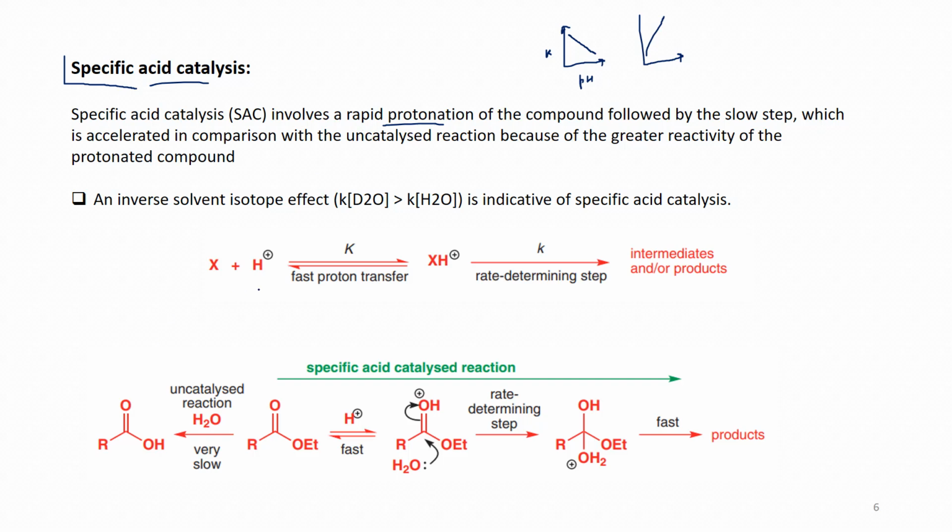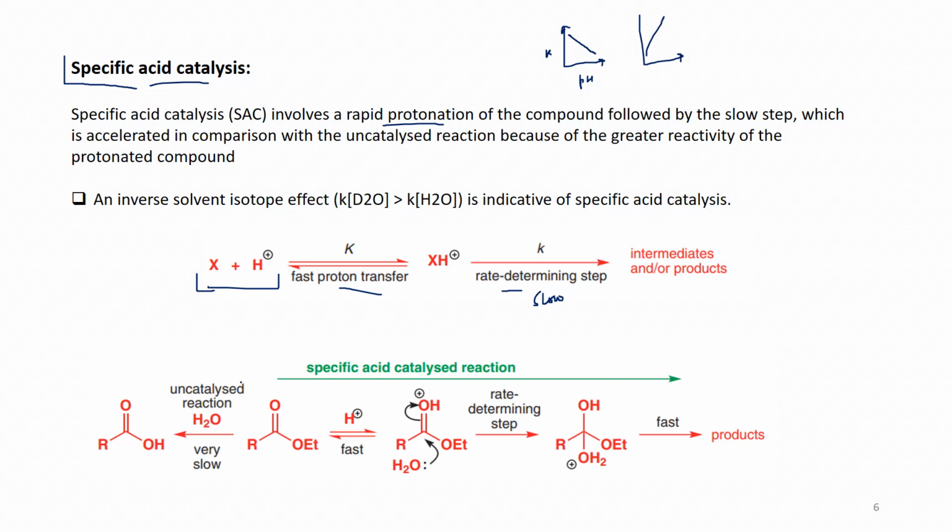So what they are saying here is, first our substrate will get protonated. In case of specific acid catalysis, our substrate will get protonated and form a cationic intermediate, and that will undergo further reaction and give our desired product. In this case, the protonation step is the first step, and the step that follows is the rate determining or the slow step.